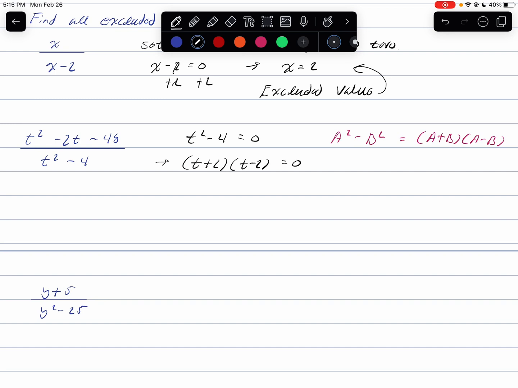So what we do is we find out when each of these is equal to 0. So we set t plus 2 equal to 0. Okay, cancel, and we get that t is equal to minus 2. And we also set t minus 2 equal to 0. We can add 2 to both sides, and we get t equals 2. So both of these are going to be excluded values.